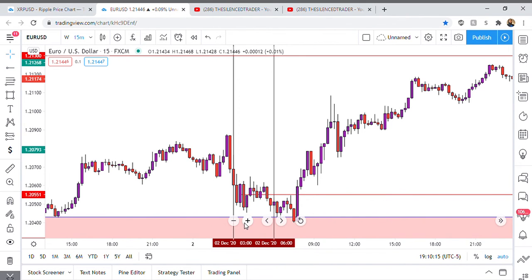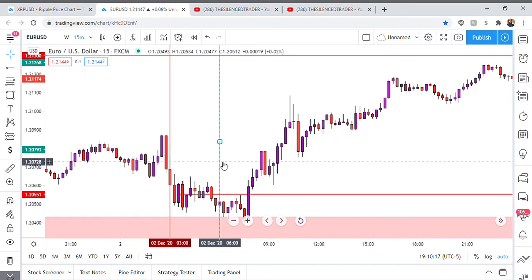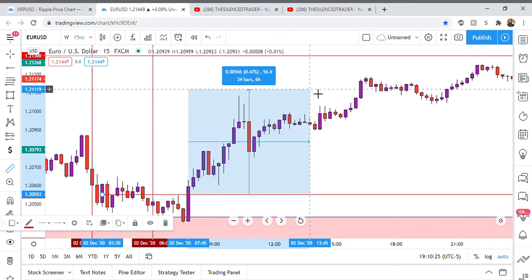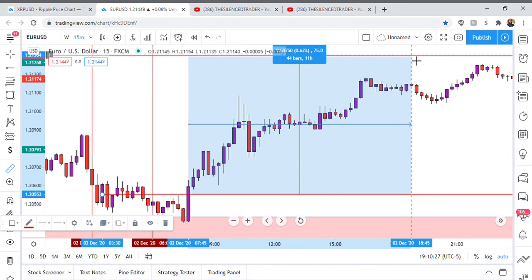Look at this, guys. Look at this beautiful breaker. You would have your buy limit here, and it would snipe you, and you would TP up here for 75 pips.